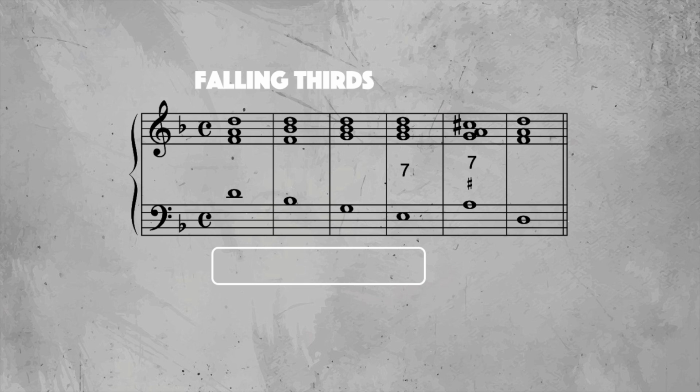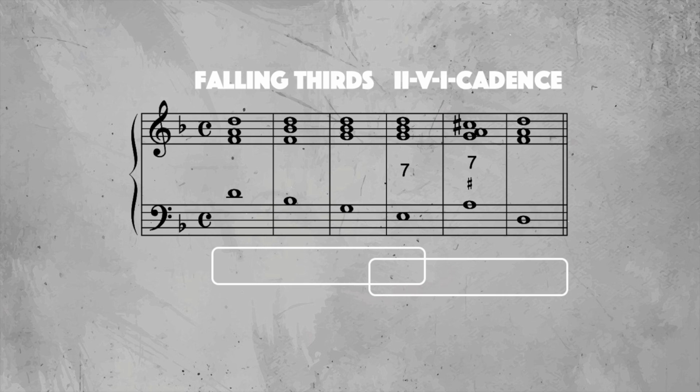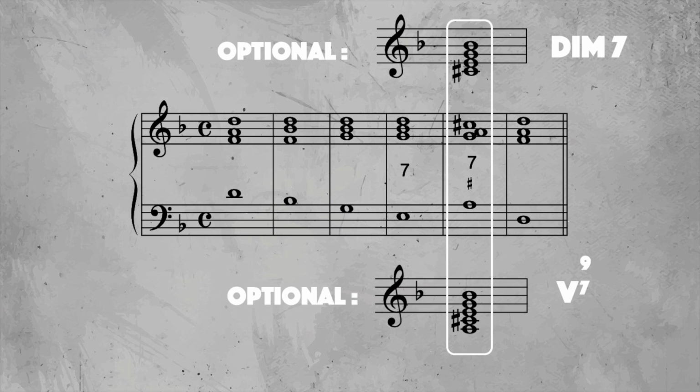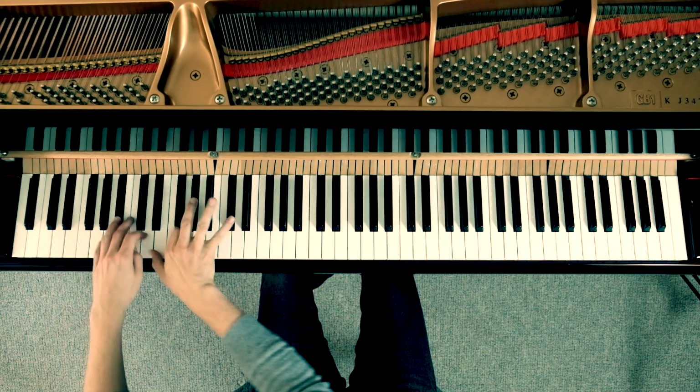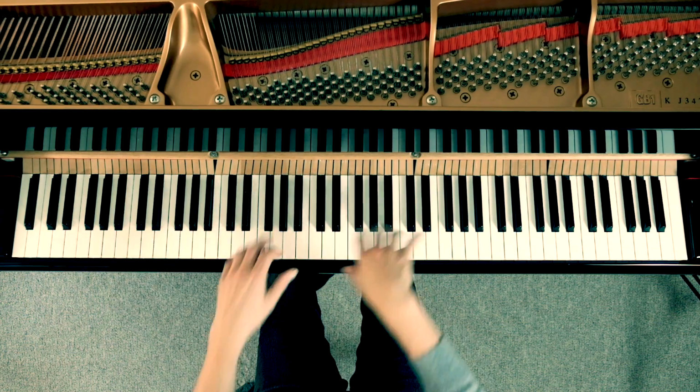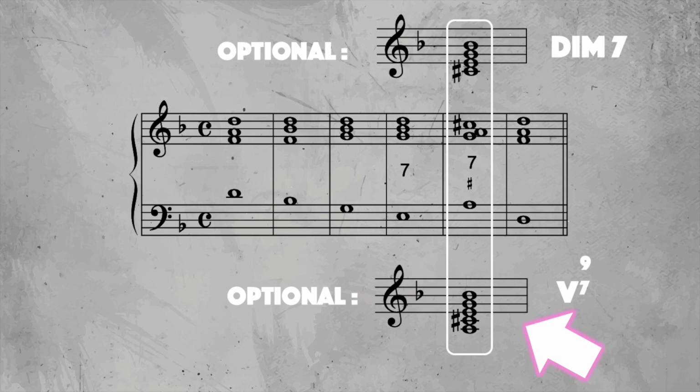To me, this is a progression of falling thirds leading into a 2-5-1 cadence. You'll see that I will occasionally replace the dominant 7th chord by common functional equivalents, such as the diminished 7th chord or the dominant 7th decorated with an additional 9th.